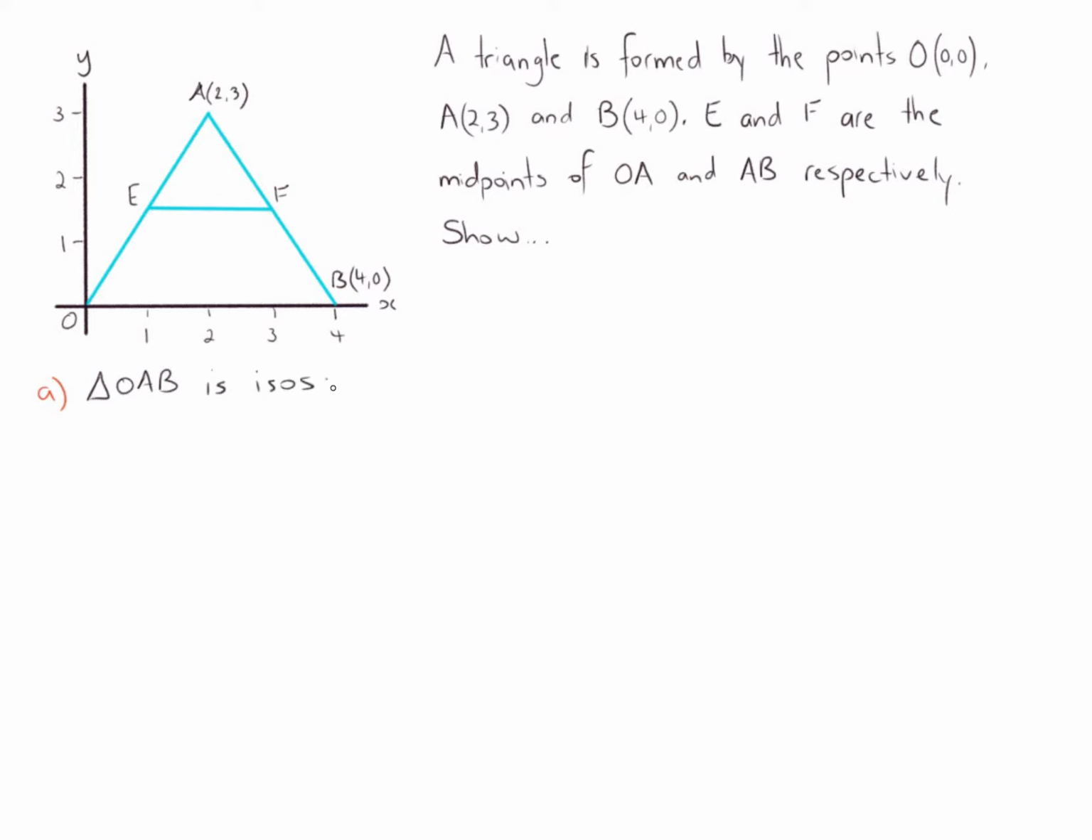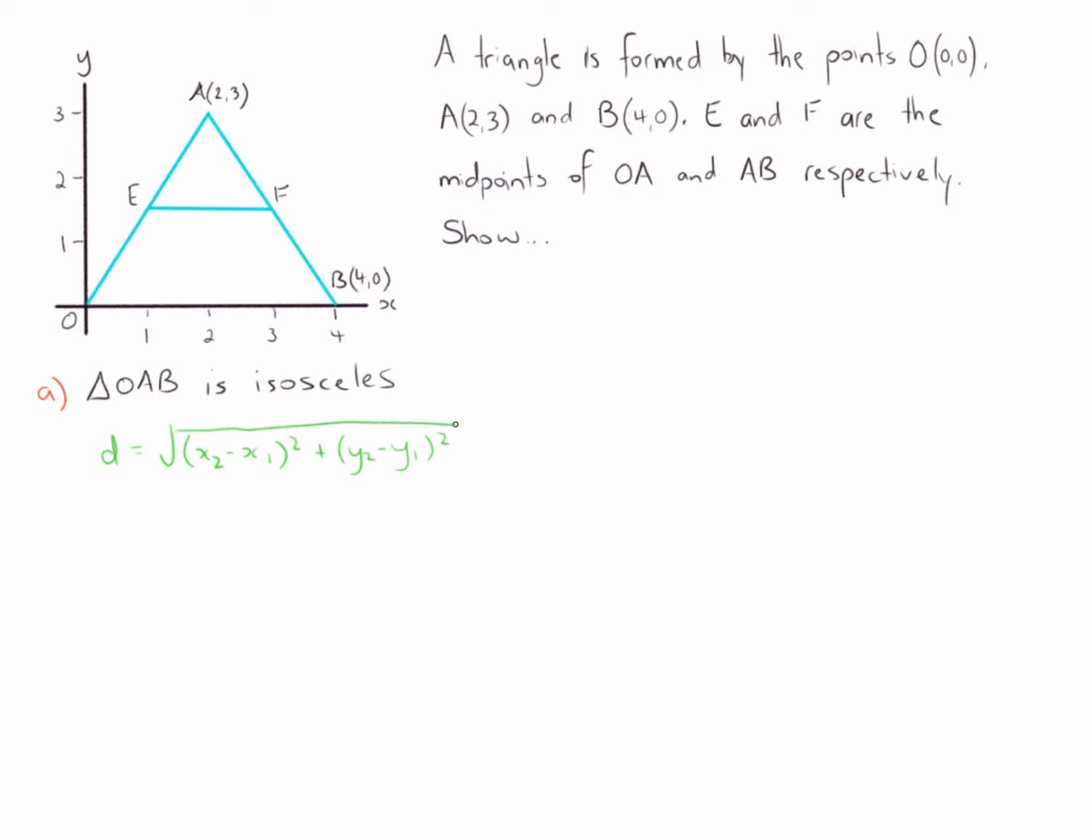What do we know about isosceles triangles? Yeah, that's right. We know that they have two side lengths that are the same. So if we can show that distance OA is equal to distance AB, then we'll have proven that it's an isosceles triangle. So it might help to recall the distance formula. x2 minus x1 squared plus y2 minus y1 squared, and we take the square root of all that.